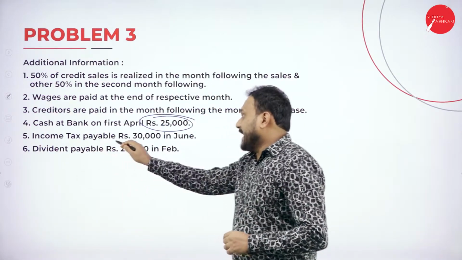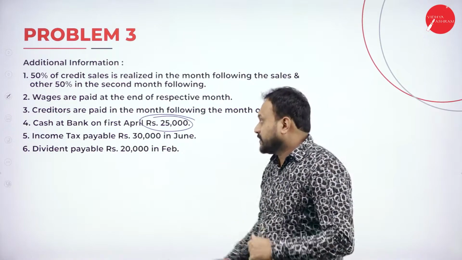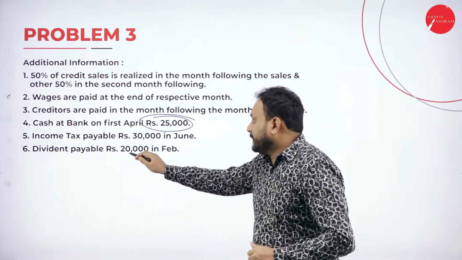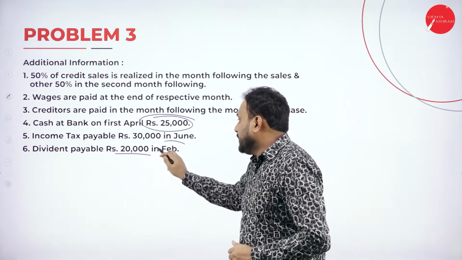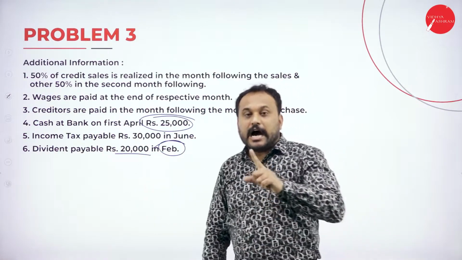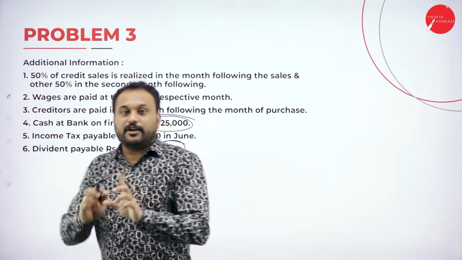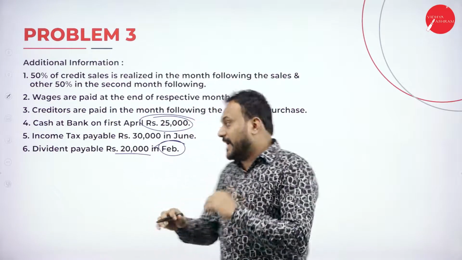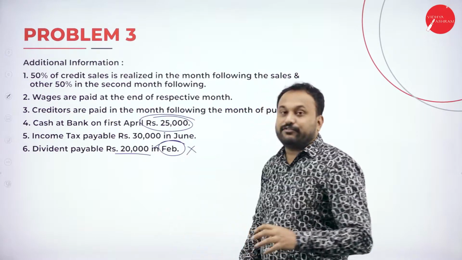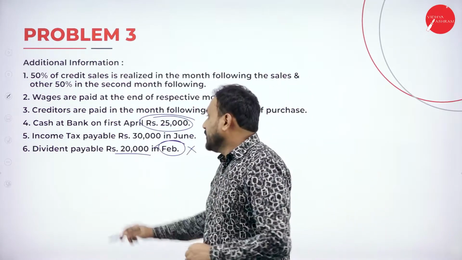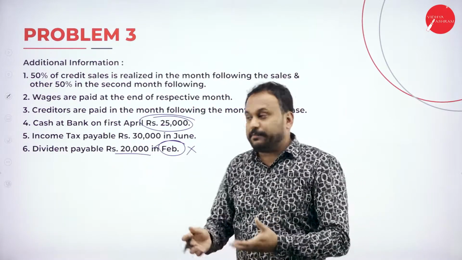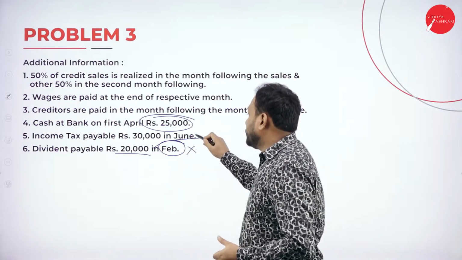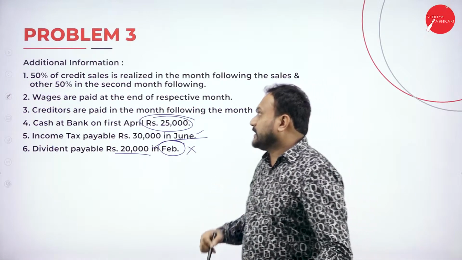Next, income tax payable, again expenses. Dividend payable rupees 20,000 in the month of February. Now are we preparing for the month of February? No. That means this entry, the last entry, is not valid for our problem. Now income tax, yes, we are supposed to take because it is supposed to be paid in the month of June. So let's go with our problem.